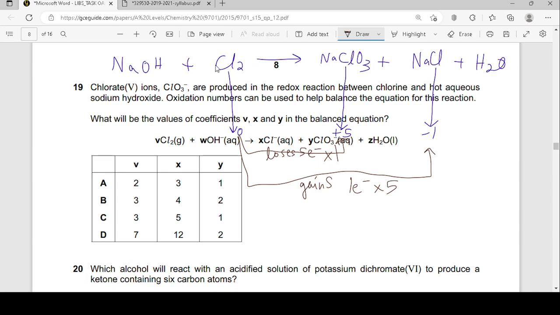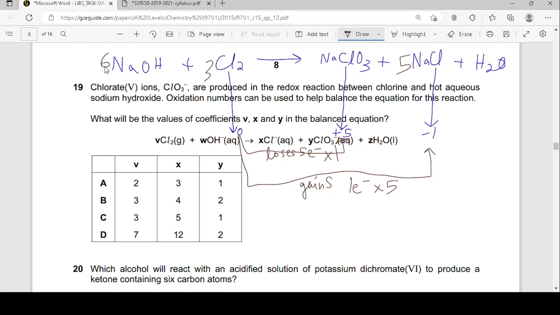So in total, what do I have? I have 3 ClO2, because 3 times 2 is 6, so then I have 6 of the O's everywhere, right? And then if this is 1, I'm going to make this 5 NaCl, so I have 6 of Na, so I'm going to make this 6 NaOH.